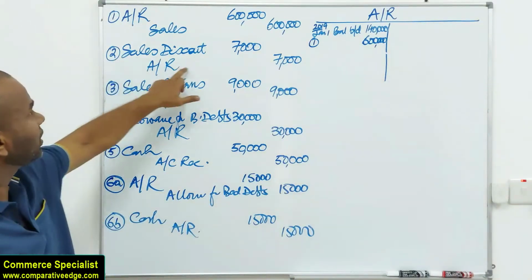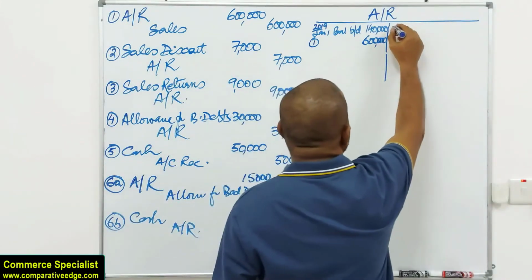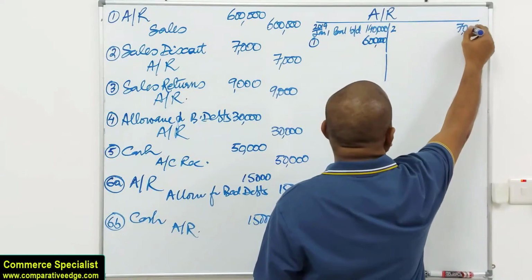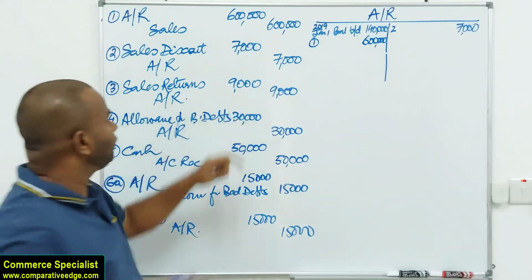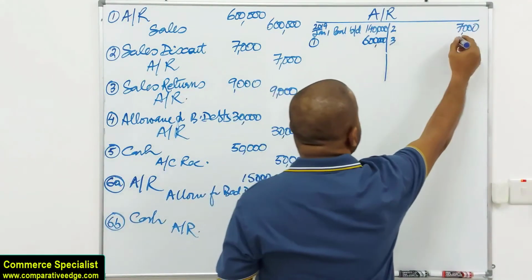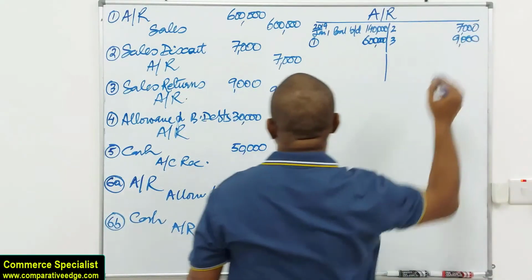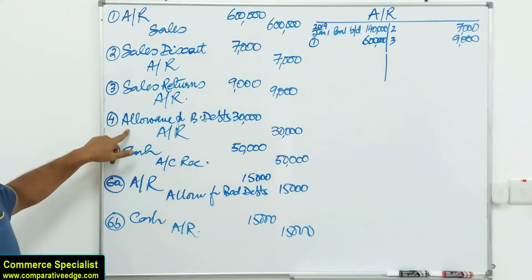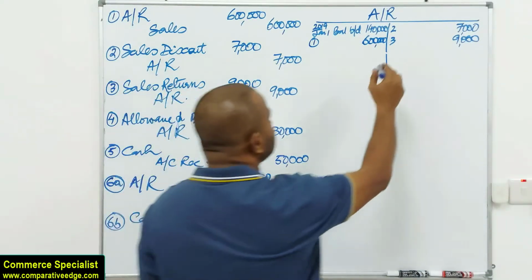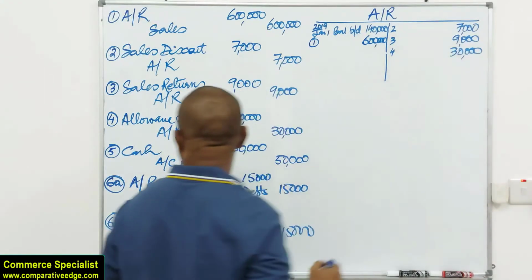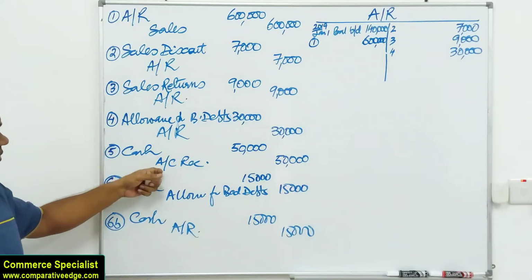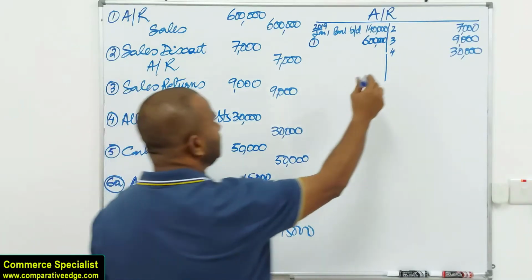In the second entry, it's a credit of 7,000. In the third entry, it's again a credit of 9,000. In the fourth entry, it's a credit of 30,000 again. Fifth entry, cash debit receivable credit, it's a credit of 50,000 again.